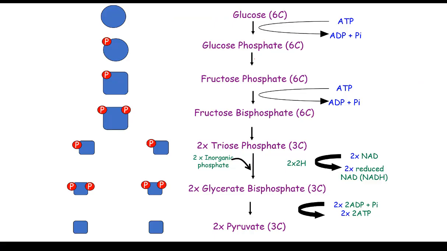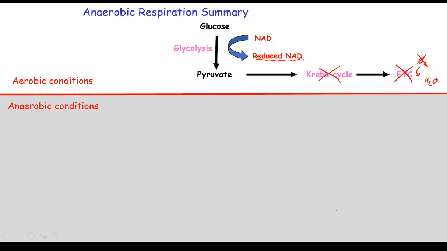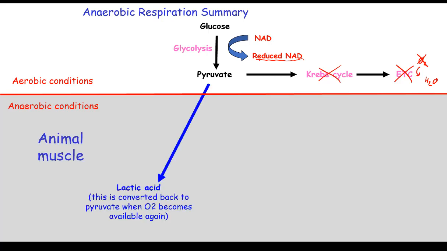Now, the reduced NAD formed down at this step, once we've got the reduced NAD, it allows us to produce more ATP. But the problem is, if we get this buildup of reduced NAD, it means that we can't get any ATP produced. So we actually need to somehow regenerate this NAD. And that's where anaerobic respiration comes in. Now, we can look at anaerobic respiration in animal tissue and plants and yeast.